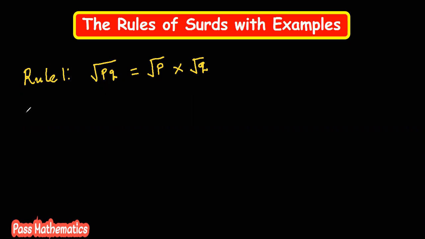And then rule number two says when we have root of P divided by Q, it is equal to root P over root Q.